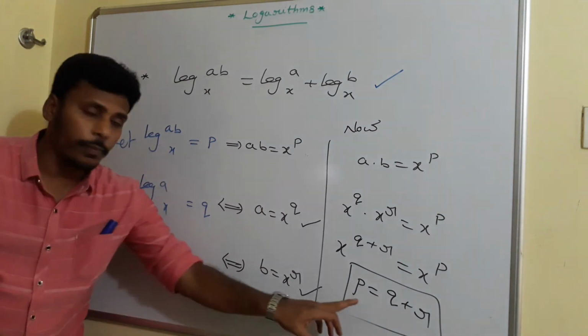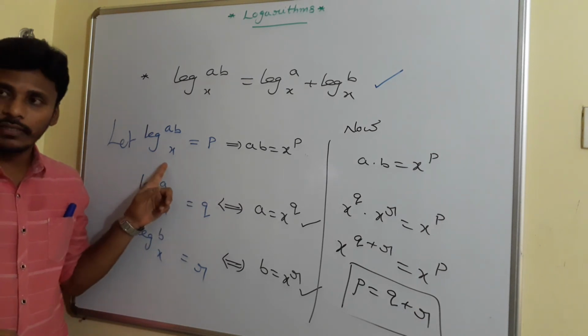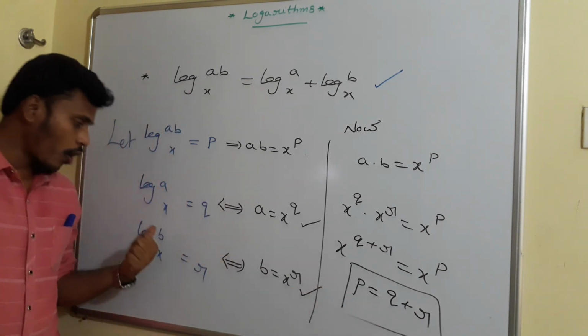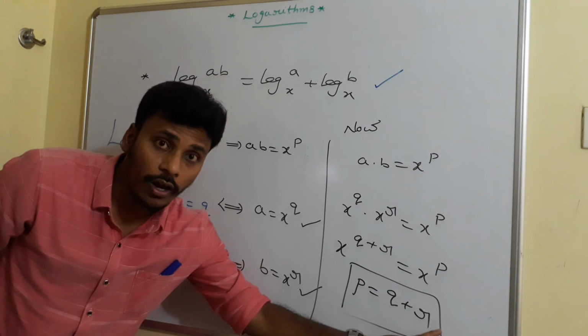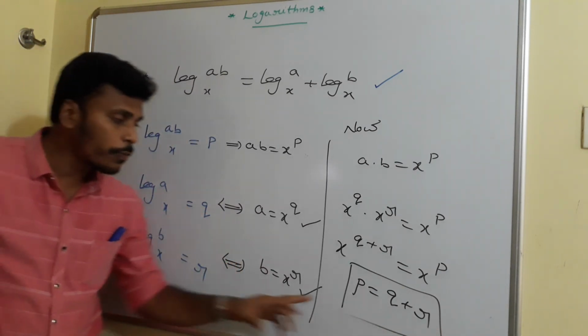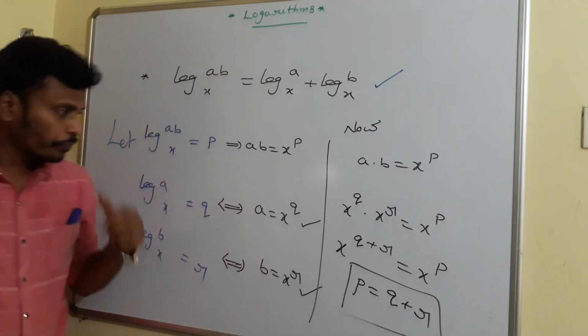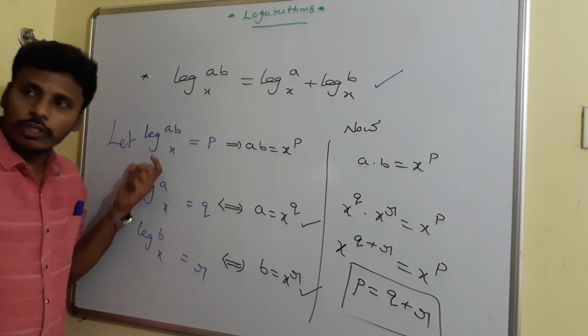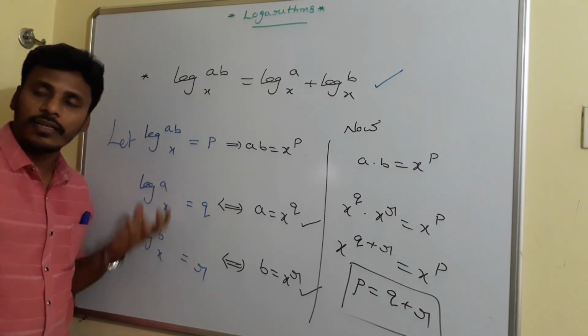How? What is p? That p is log ab base x. What is q? q is log a base x, and what is r? r is log b base x. Now since p is equal to q plus r, log ab base x is equal to log a base x plus log b base x. There ends the proof.